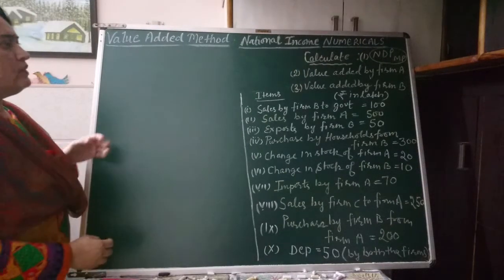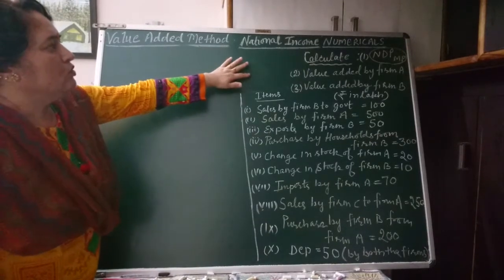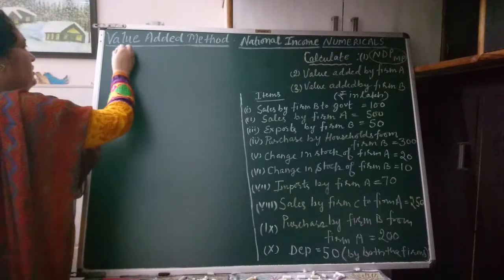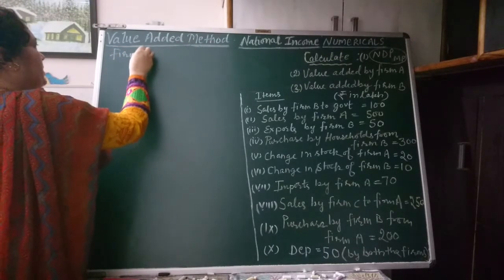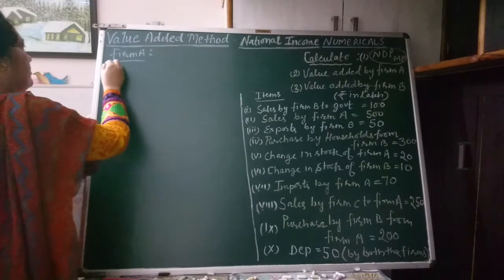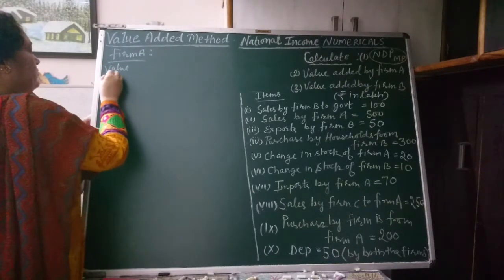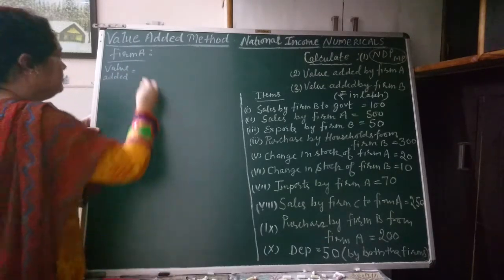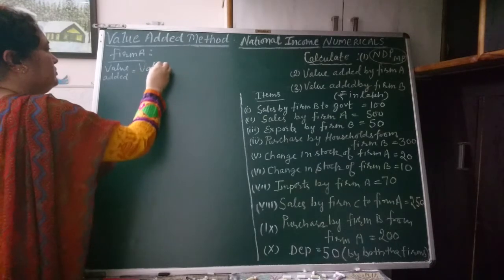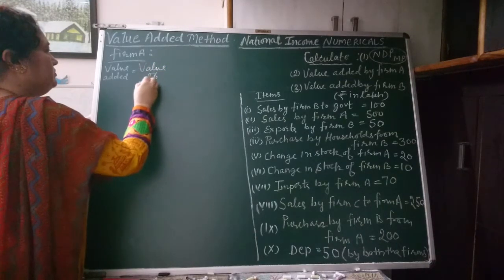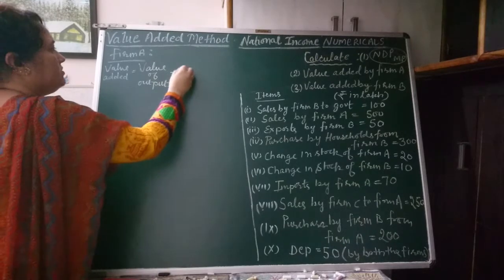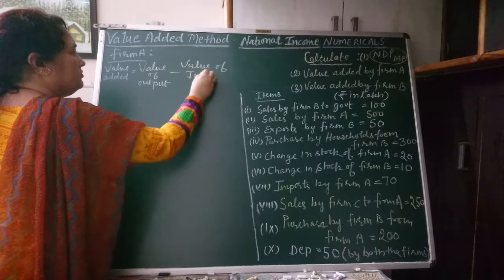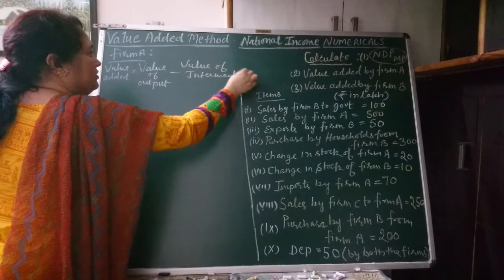In this video we have to calculate number 1, NDP at MP, number 2, value addition by firm A, number 3, value addition by firm B. So let us start with value addition by firm A. We know that value added is equal to value of output minus value of intermediate consumption.